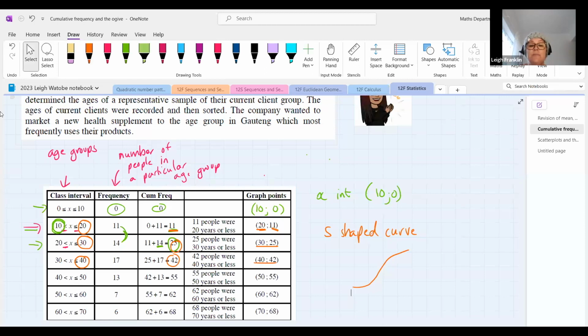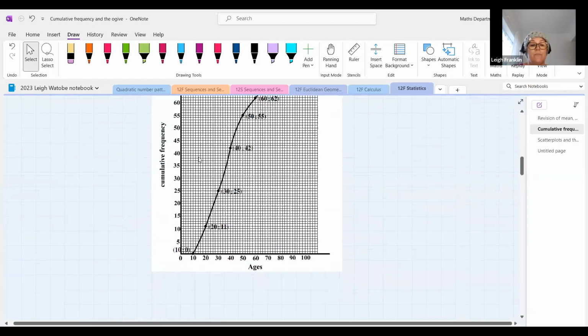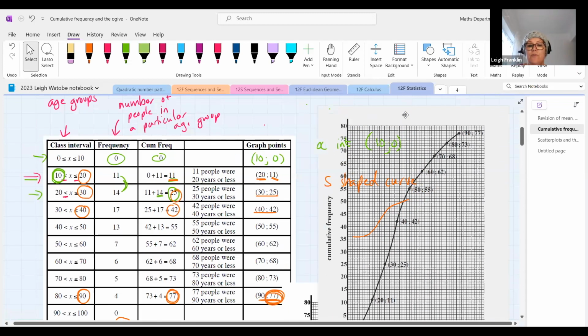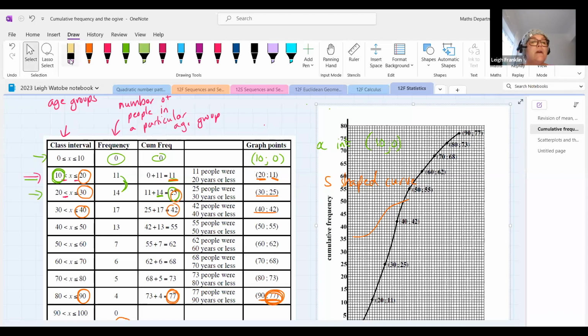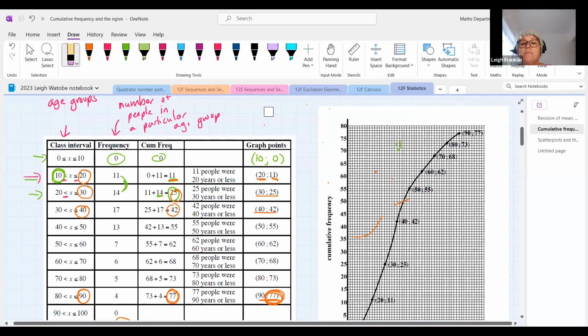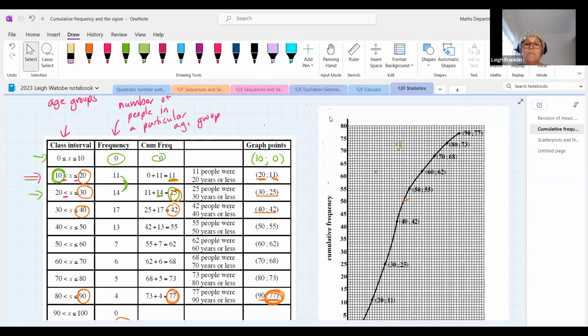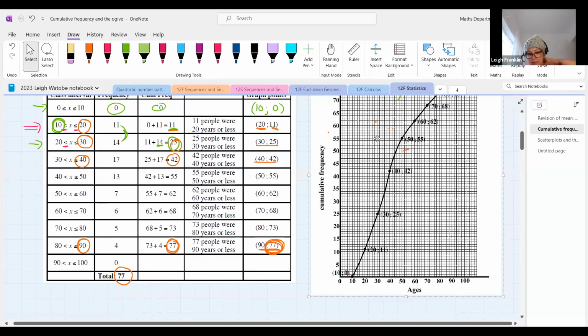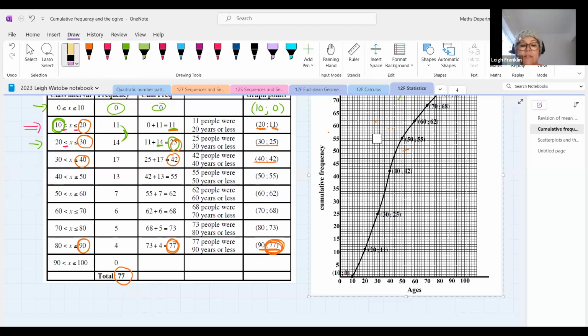So in the case of this particular study, here is the ogive. I'm going to move it up here so that you guys can see everything that I've been talking about. First things first, cumulative frequency always goes on the y-axis, and your class interval, in this case age, is what goes on the x-axis. We're starting at 0 years of age, and we're going all the way up to 100 years of age.